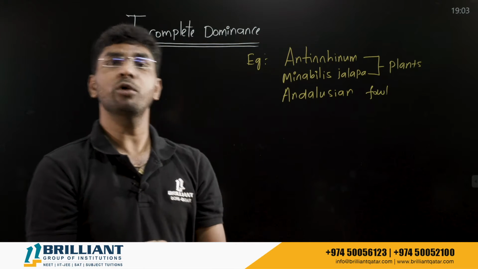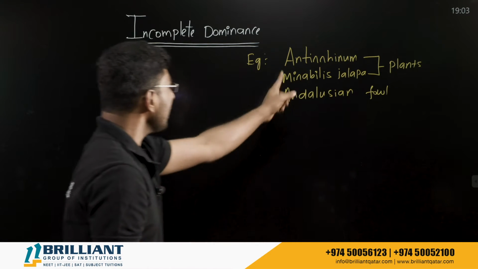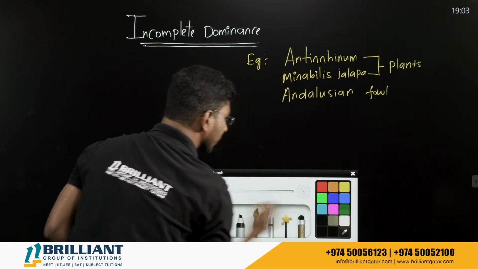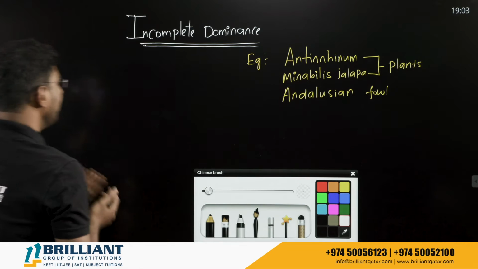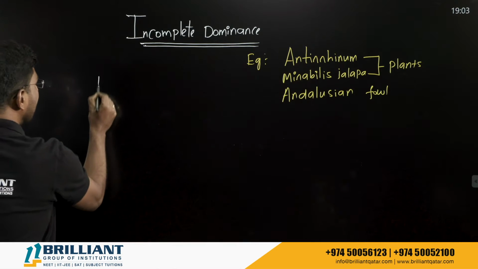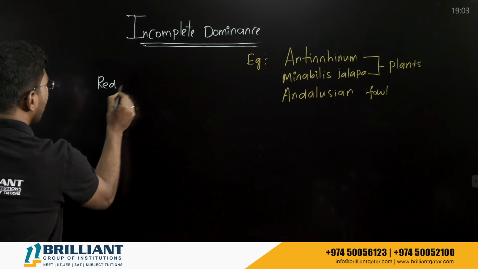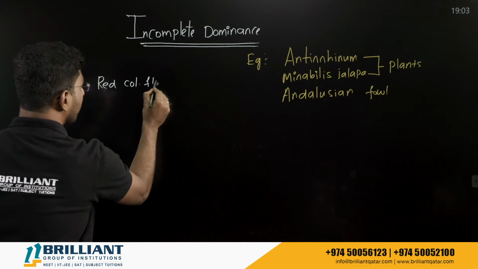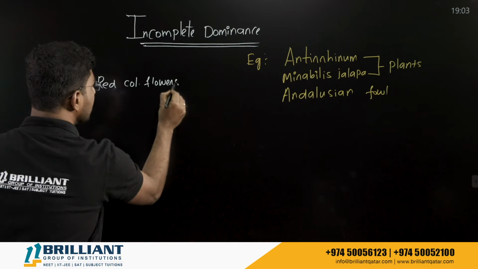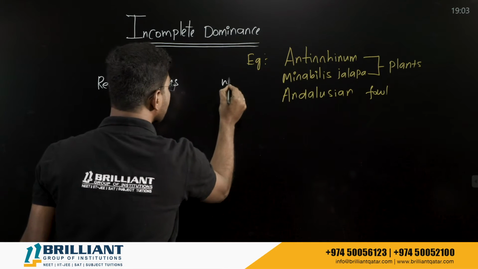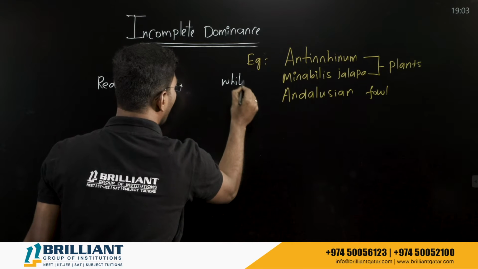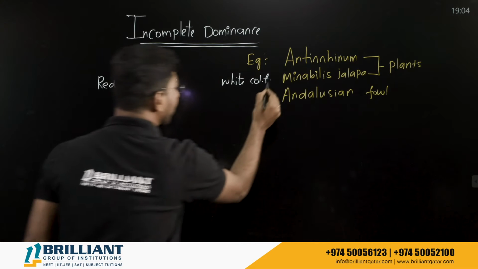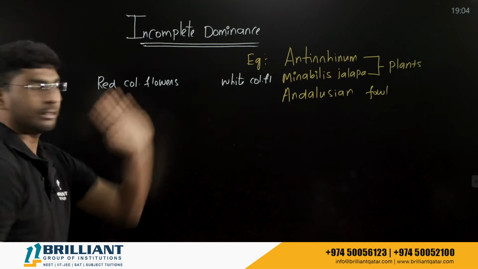So let me explain what exactly incomplete dominance is. In the Antirrhinum plant, there are 2 types of flowers. What is the first one? Red color flowers. The second one is white color flowers. Here there are 2 types of flower colors in Antirrhinum.